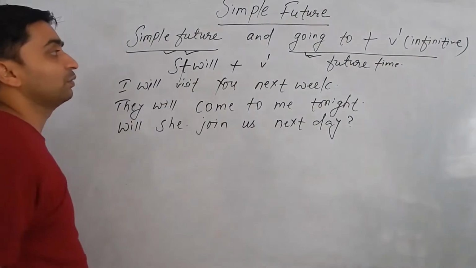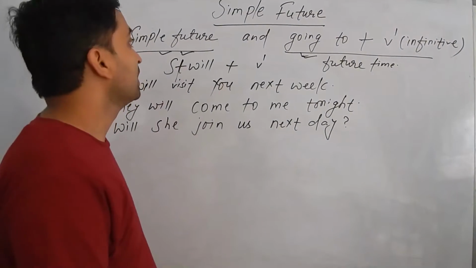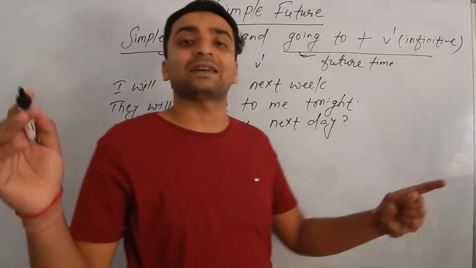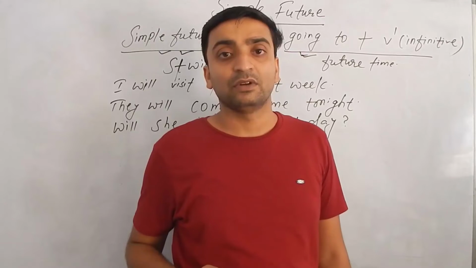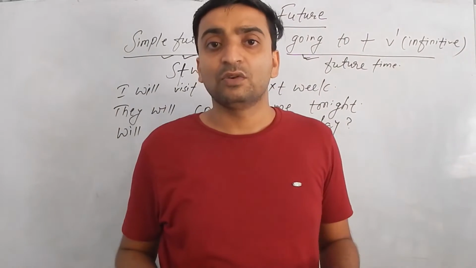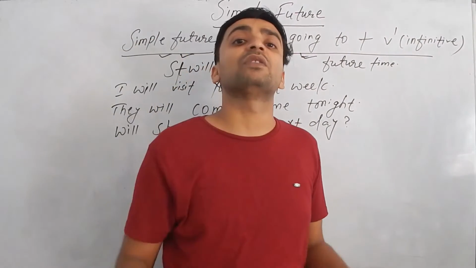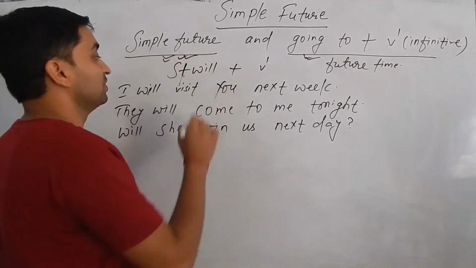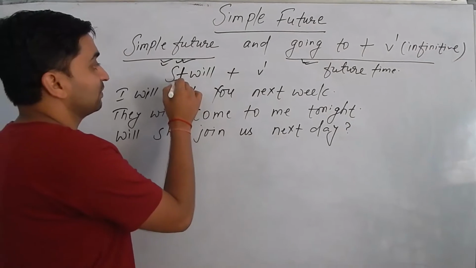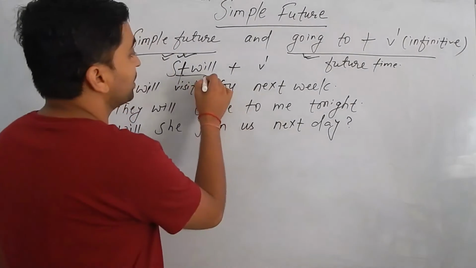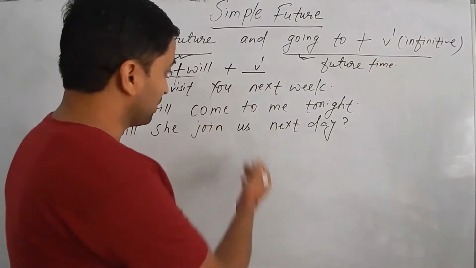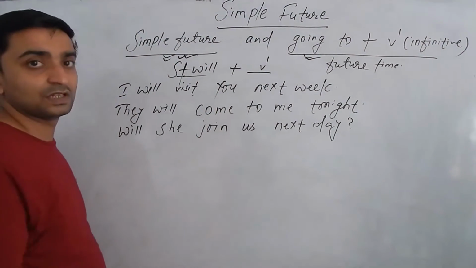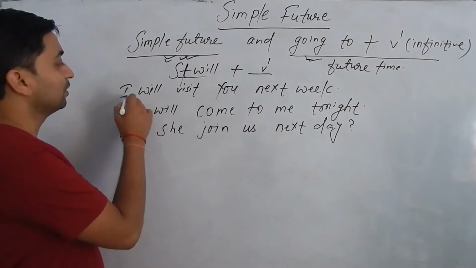When you talk about simple future tense, it is generally used for a future action, for an action which is going to happen in the near future. So what is the form of simple future? Subject plus will plus V1. I have written some examples here. You can see the examples, and it's very easy to understand the simple future.